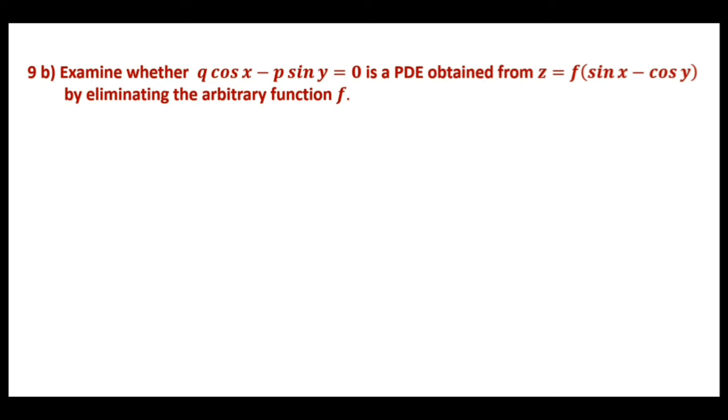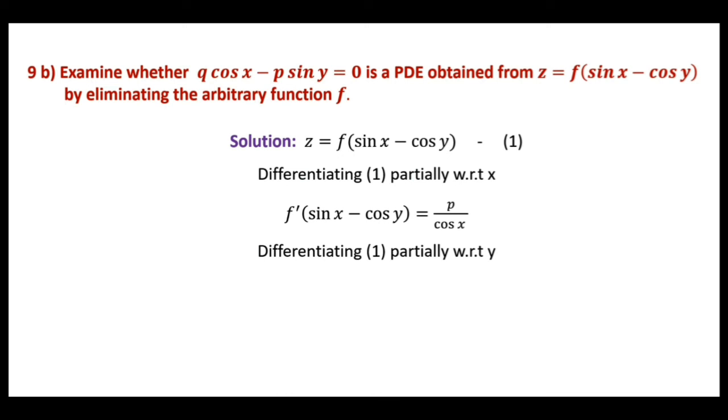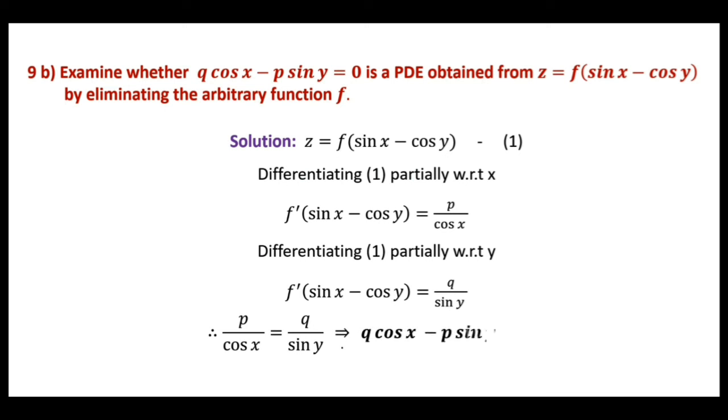the first order PDE. So here is the relation, let it be 1. Differentiate 1 partially with respect to x, you get this relation. Differentiate equation 1 partially with respect to y, we get this relation. The left hand side we have the same expressions, so the right hand side expressions are equal. On simplification, we have obtained this first order PDE.